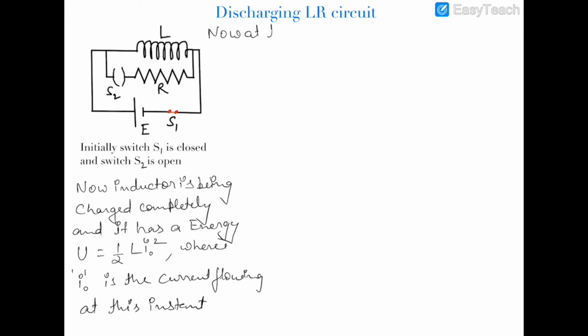Okay, now at t equal to 0, switch S2 is closed and S1 is opened. So we are closing S2 and opening the other switch. So we are technically removing this battery out of this circuit and we are introducing this resistance along with the inductor. So now I am also redrawing the circuit again.